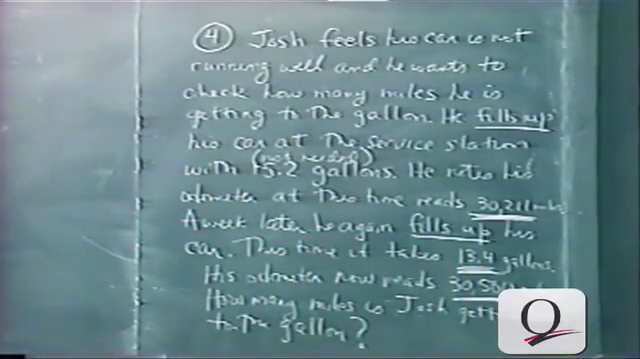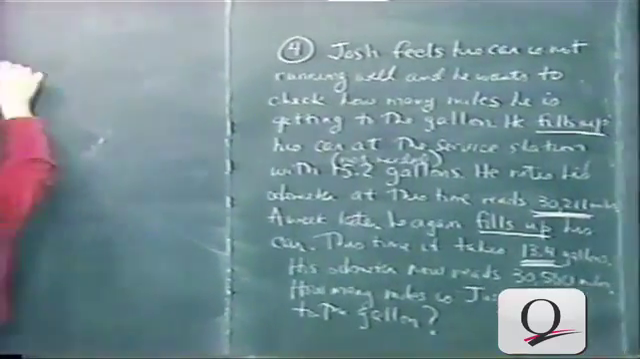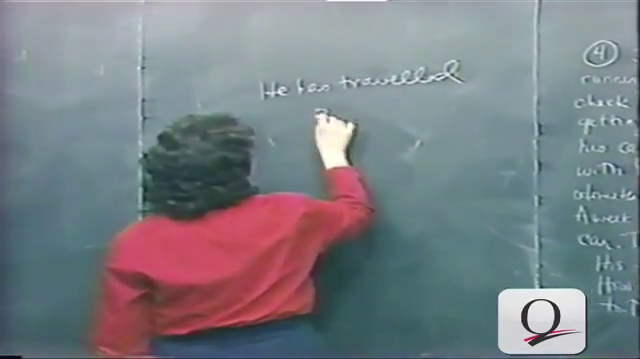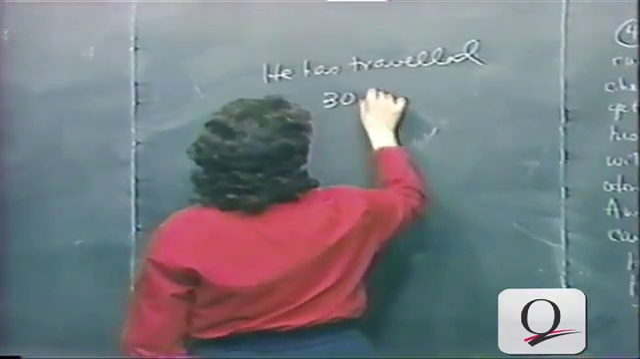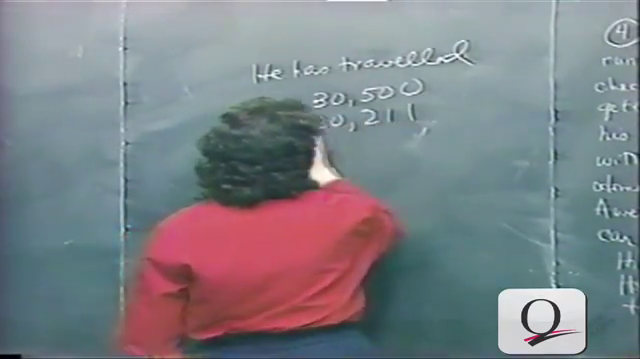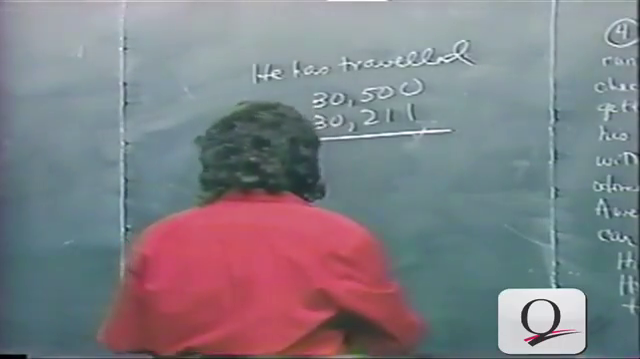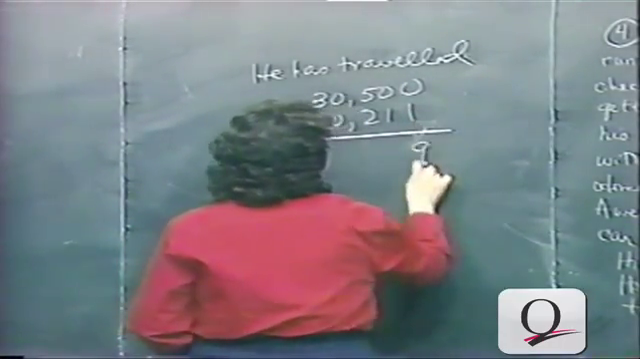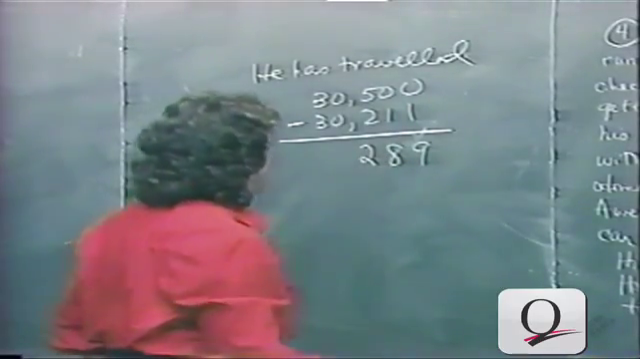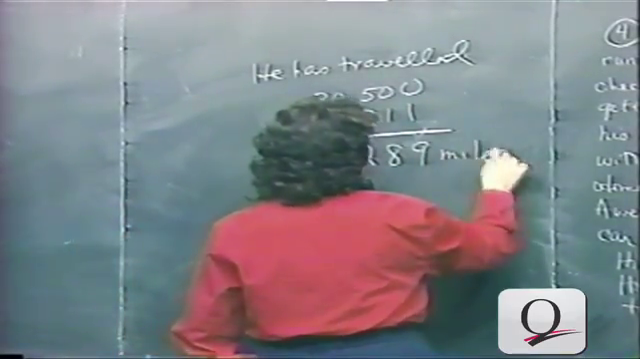So he has traveled. Originally, he was at 30,211 miles. Now he's at 30,500 miles. So he has traveled 30,500 minus 30,211. Subtracting, we get 10 take away 1, 9, 9 take away 1, 8, 4 take away 2, 2. 289 miles.